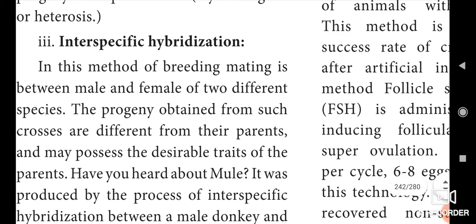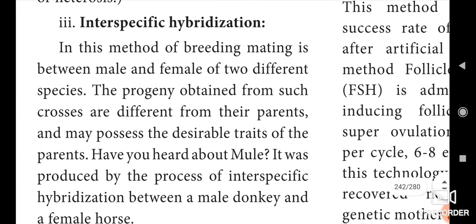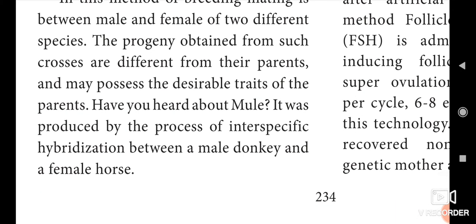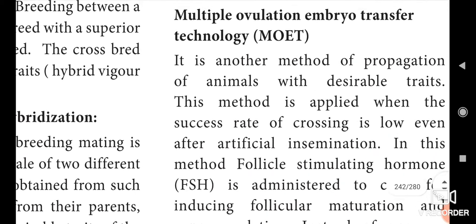Then interspecific hybridization. In this method of breeding, mating is between male and female of two different species. Okay, here the species is also different. The progeny obtained from such crosses are different from their parents and may possess the desirable traits of the parents. Have you heard about the mule? It was produced by interspecific hybridization between a male monkey and a female horse. Understood? How did we get the mule? When a male monkey and a female horse are crossed, it produces one progeny, that is called a mule. Okay.